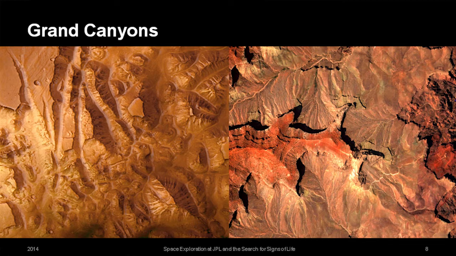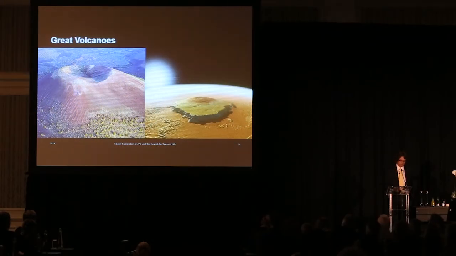On your left is a series of canyons, Valles Marineris on Mars, 4,000 kilometers long, 10 times as long as the Grand Canyon. It's 200 kilometers wide, and it's about 7 kilometers deep, much, much larger than the Grand Canyon on Earth. Both of them have great volcanoes.